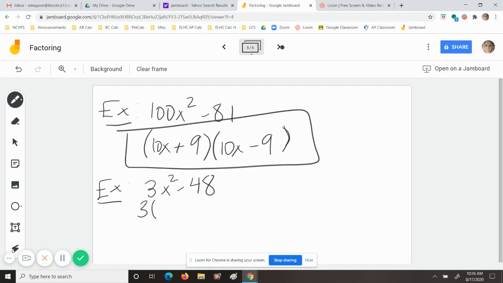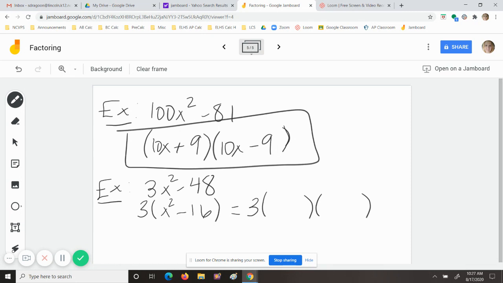If we divide each term by 3, 3x squared divided by 3 is just 1x squared, or x squared. Negative 48 divided by 3 is negative 16. Now take a look. x squared and 16 are perfect squares. We want to leave that 3 on the outside because we did take it out. It is part of the expression, so it's going to stay there.